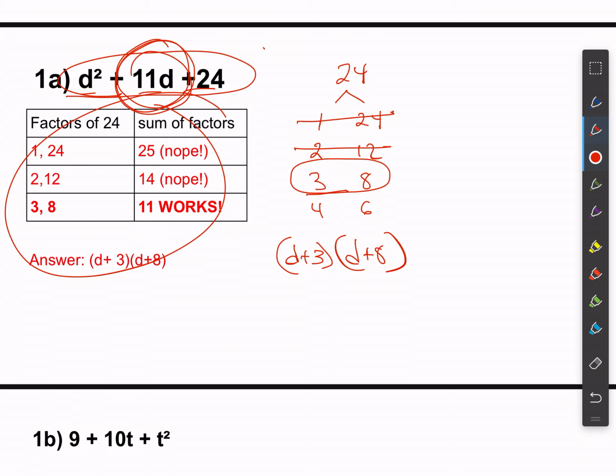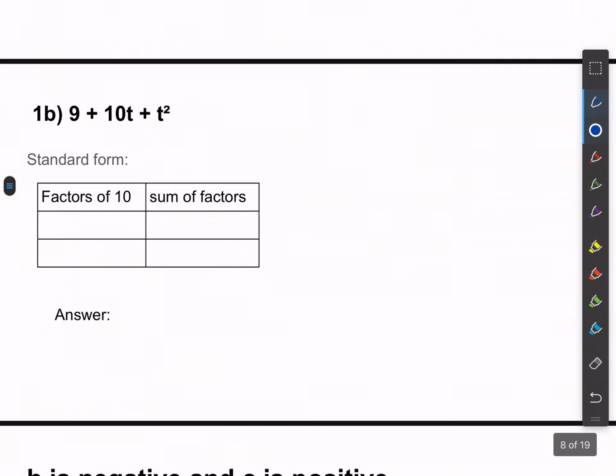Okay, those are the two possibilities, and if you FOIL this back out, if you multiply that back out, you should get the original problem back. All right, so that's 1A, and I encourage you to do 1B on your own before I do it here, but I'm going to just cruise right into it.